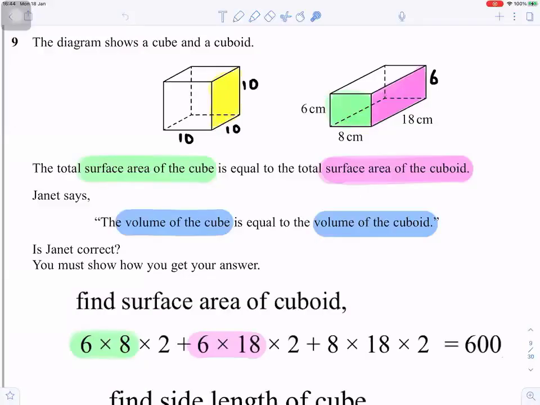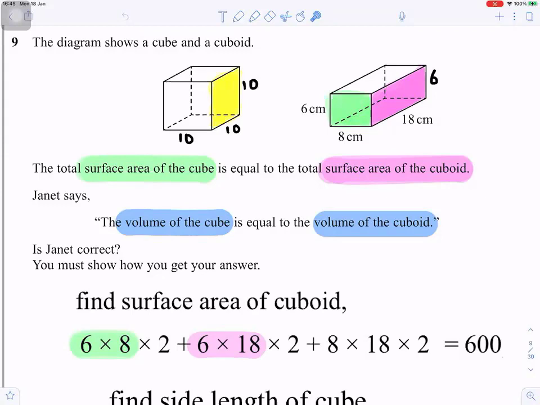Question number 9. The diagram shows a cube and a cuboid. The total surface area of the cube is equal to the total surface area of the cuboid. Janet says the volume of the cube is equal to the volume of the cuboid. Is Janet correct? You must show how you get your answer. So we can start by finding the surface area of the cuboid. To find the surface area, we need to find the area of each side.